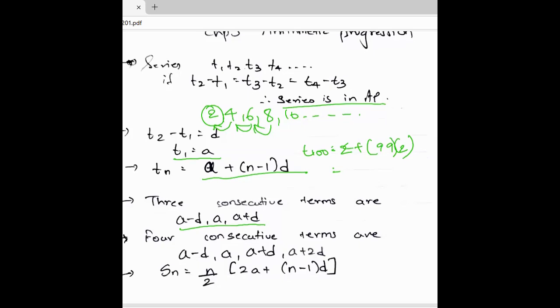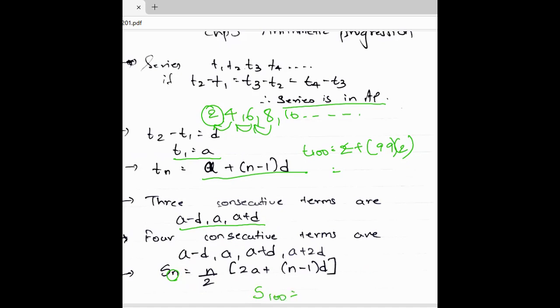Now, the Sn formula. Sn means what? Say, for example, I want to find the sum of these 100 terms, that is 2 plus 4 plus 6 plus 8 plus 10 plus 12 plus and so on. We cannot keep on adding it practically, right? So we have a formula for that over here. Say, for example, S100. Sn stands for the sum of however many terms you want.